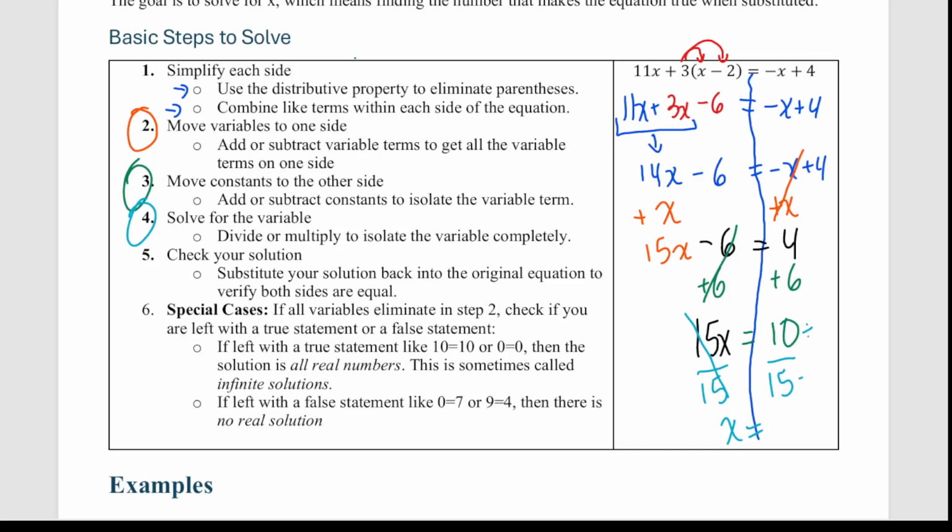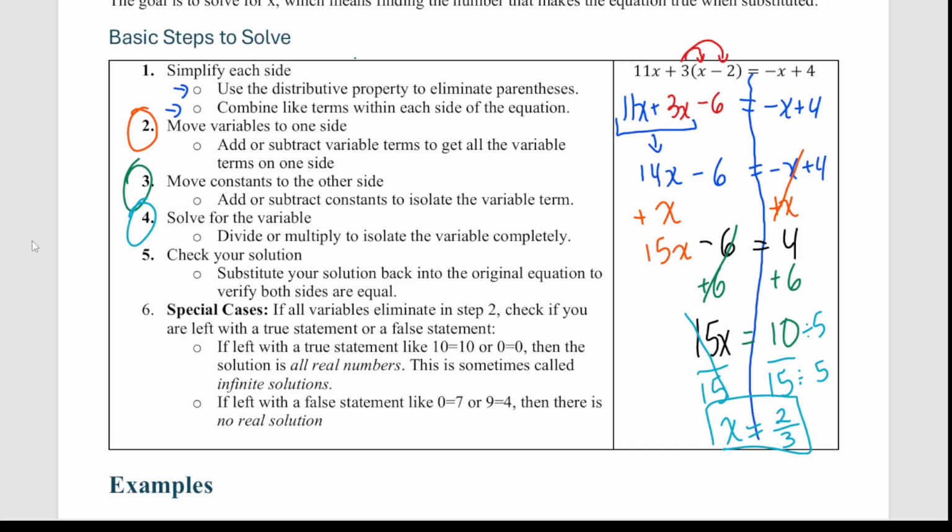In particular, both the top and the bottom are divisible by 5. 10 divided by 5 leaves us with 2, and then 15 divided by 5 leaves us with 3. And then I have my final answer of x is equal to positive 2/3.